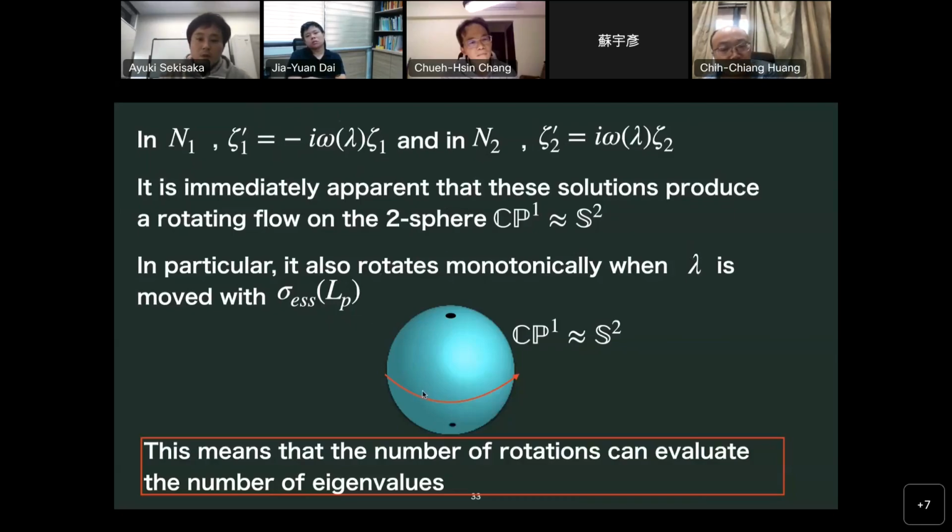It is also a flow rotating on the two-dimensional sphere. So this means that the rotating number can evaluate the number of eigenvalues near the essential spectrum. So the rotating number means the number of eigenvalues near the essential spectrum.